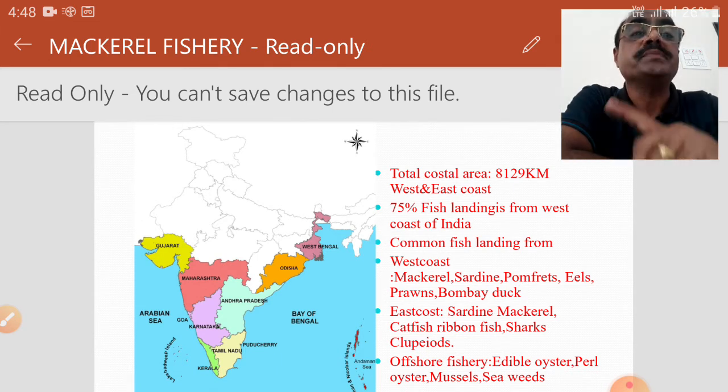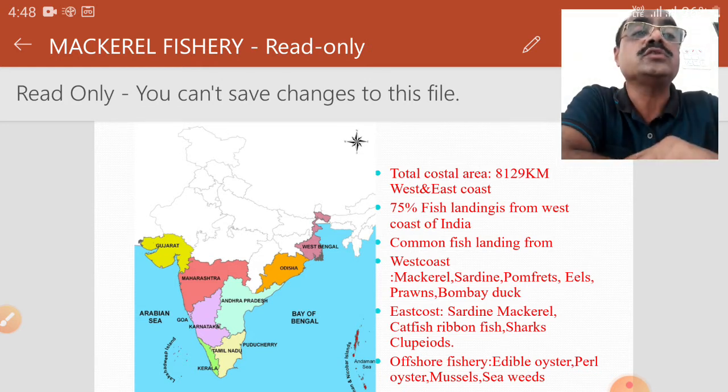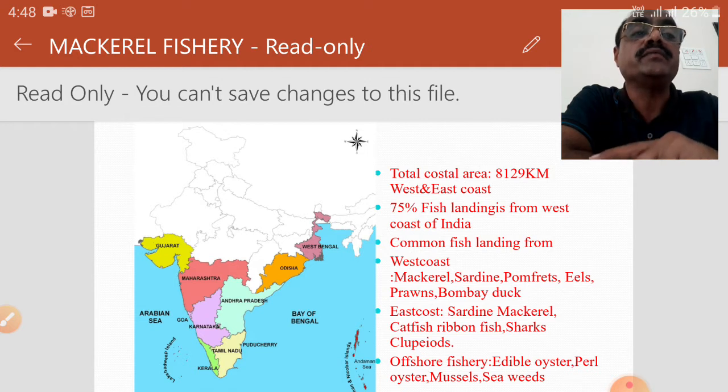Which fisheries come from the west coast of India? The major fisheries are mackerel, sardine, pomfret, eel, prawn, and bombay duck, which come from the Arabian Sea, or the west coast of India. On the east coast of India, sardine fishery also comes, mackerel fishery comes, and also catfishes, ribbon fishes, sharks, and clupeids.